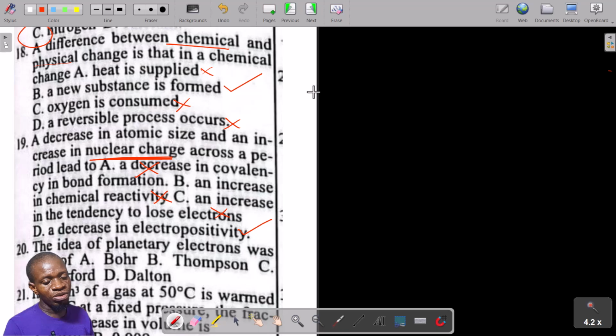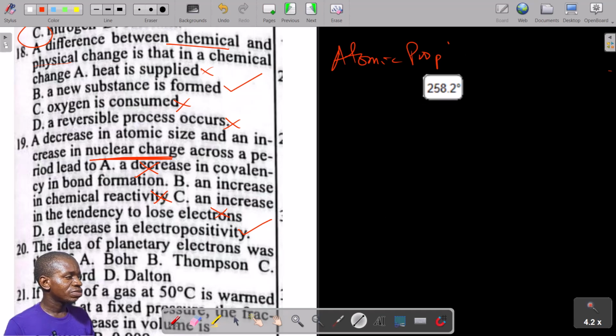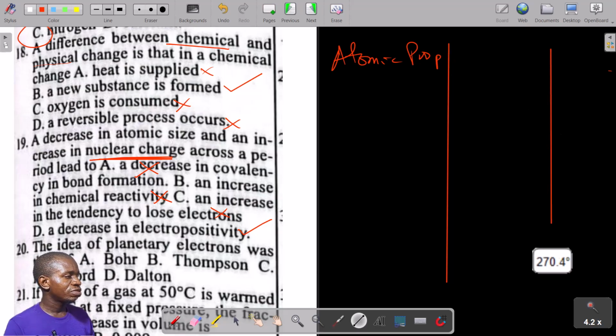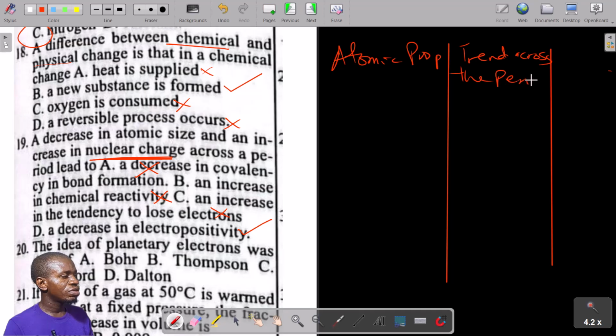We have what you call the atomic property. Write down this property. Then aside from that, we have the trend across the period. Then the next one is going to be the trend down the group.